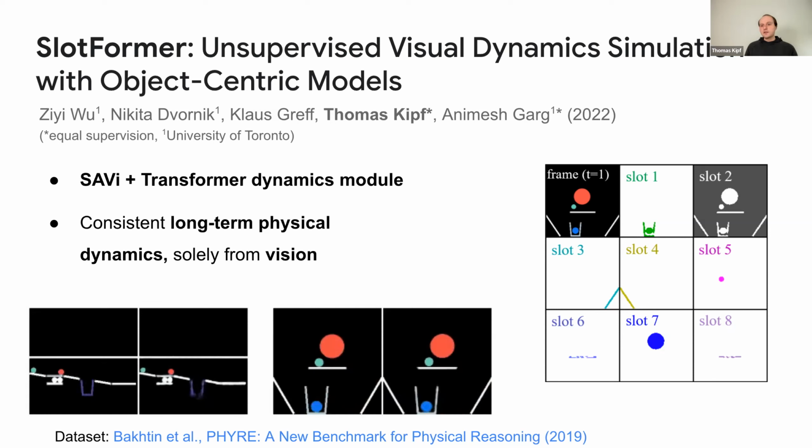The core of this method is that we use SAVi, slot attention for video, on video sequences to extract temporally consistent slots. And then we use a big transformer to predict the next time step evolution of those slots. This simple recipe allows us to learn consistent long-term physical dynamics solely from visual input and address tasks like this fire task here that I'm going to go into in a bit more detail.